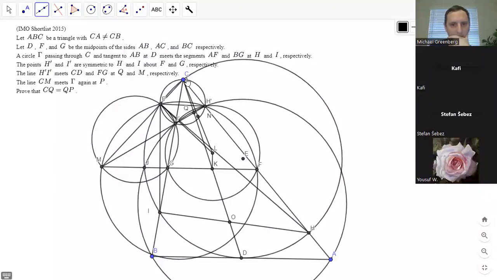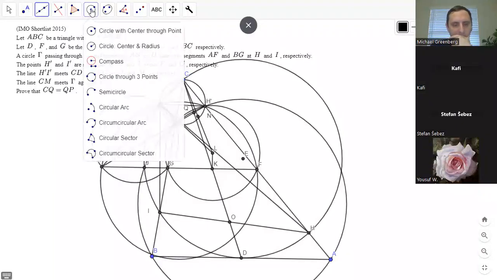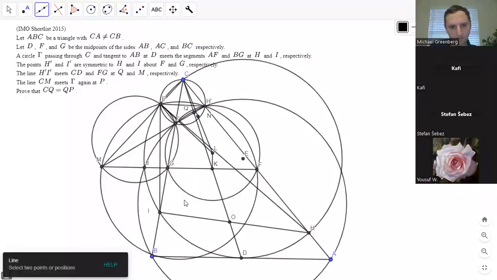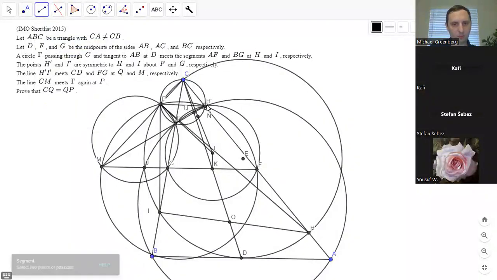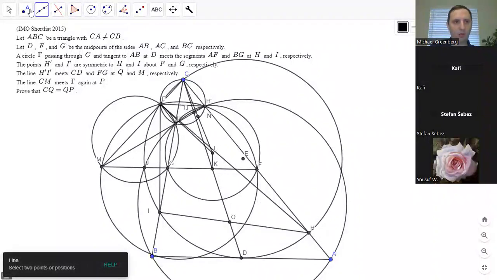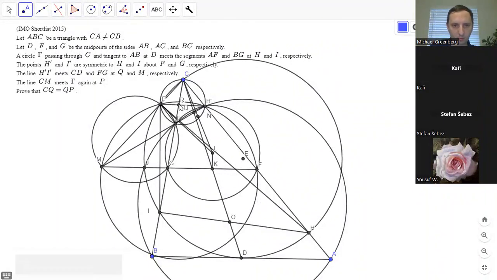So a circle centered at C, and can you make the intersection of P and H prime? The intersection of P and H prime, and C and I prime. Can you do that intersection? Let it be something. No, H prime, H prime P and C I prime. Oh, okay. Yes.